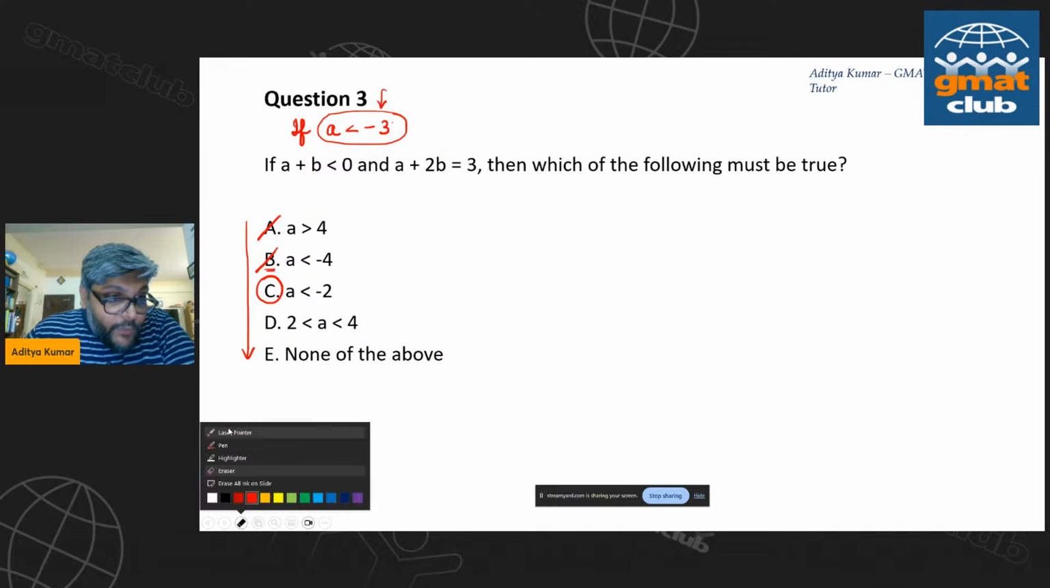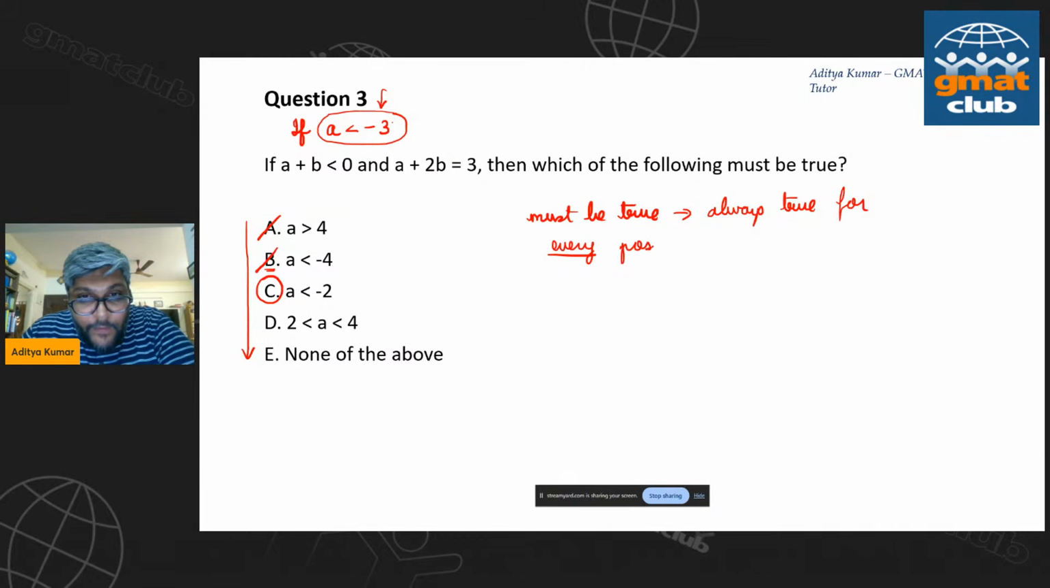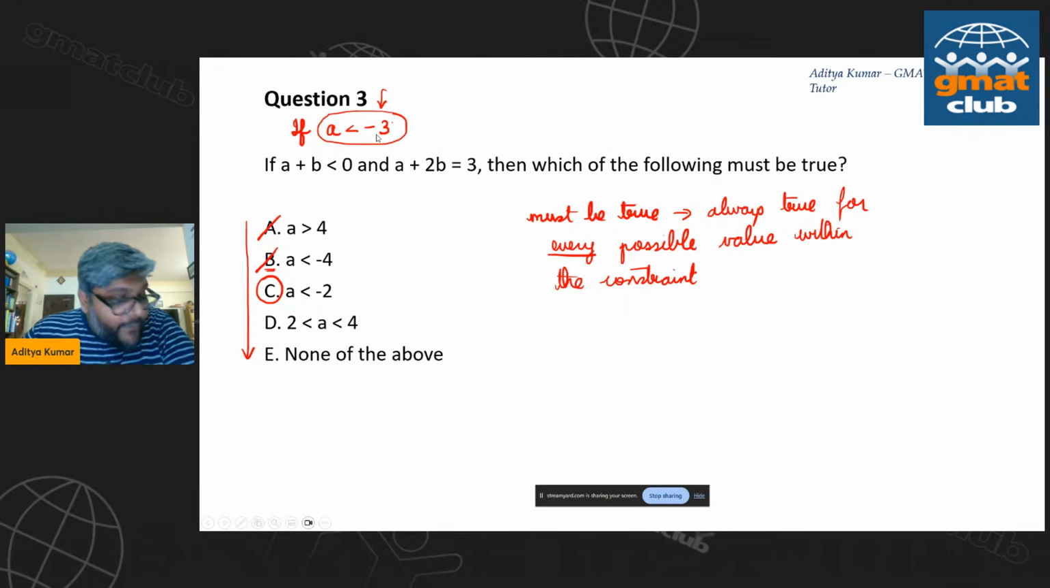So what did I say should be your approach in a must be true question? In any must be true question, you need an answer choice which is always true. It should always be true for every possible value within the constraint. And if you look at it, A is less than minus 2 takes care of every possible value within the constraint, right? So A is less than minus 2 is definitely true. That's one way to look at it.